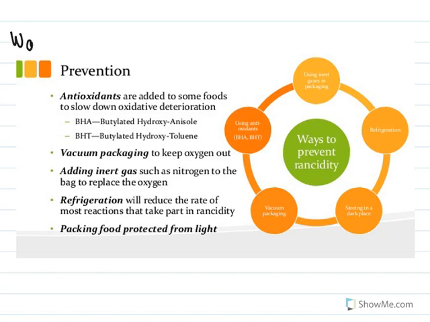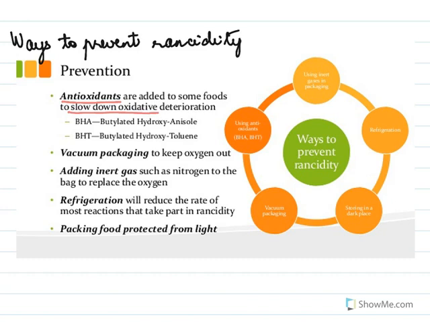In this slide, we will learn ways to prevent rancidity. One way is adding antioxidants. They are added to some food to slow down the oxidative deterioration or to slow down the oxidation of the food. So one is using antioxidants like BHA and BHT. Then the second one is vacuum packaging. Here all the air is removed from the food or from the packet. This keeps out oxygen and hence prevents rancidity.